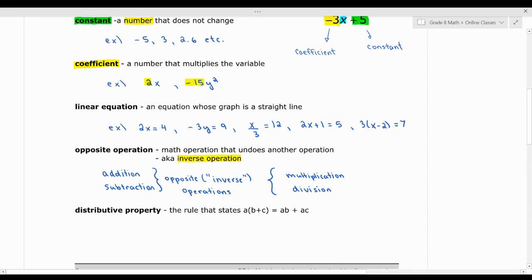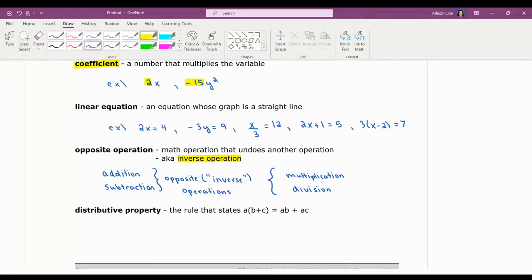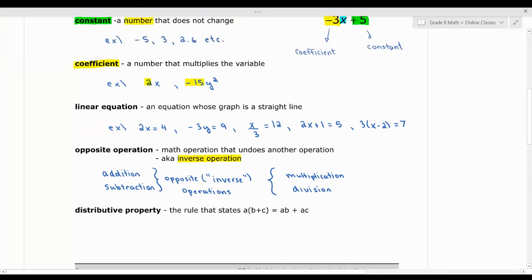And then I have written down there, so for example, addition and subtraction are opposites, so they will undo each other. And then multiplication and division are also opposites, so they will undo. So these undo, and these undo.